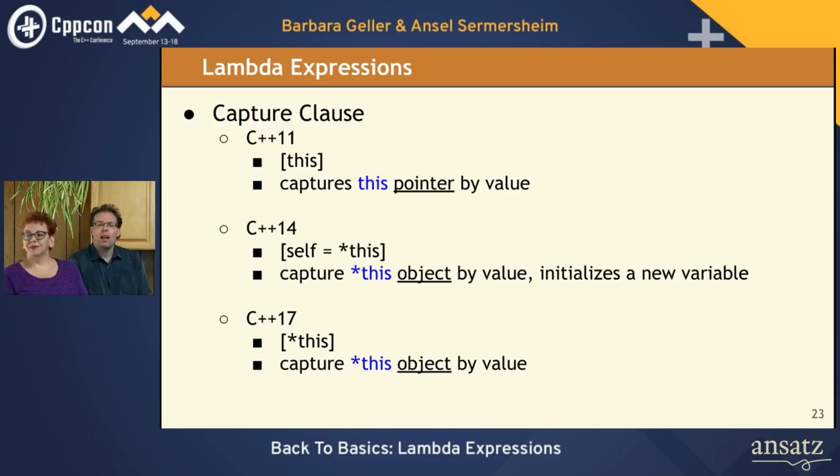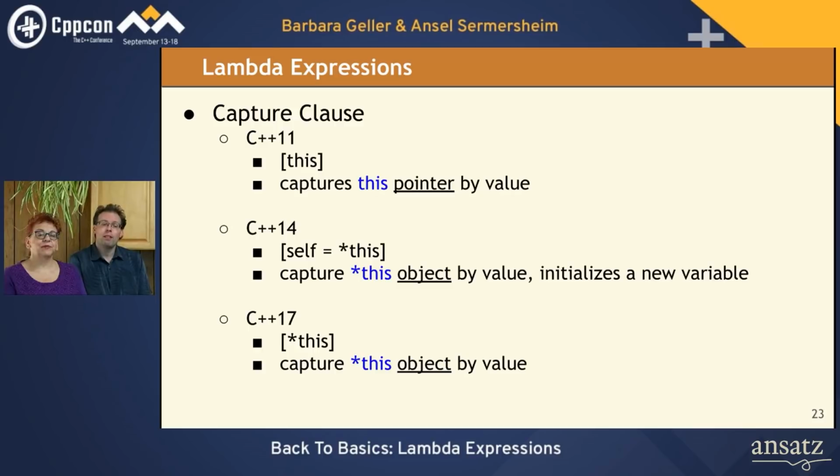This is capturing this by value, but since this is a pointer, you will have a pointer to the original object. That means modifying this arrow some data will change the original value. In C++14, you can use a generalized capture to copy the current object into some other variable. At this point, inside the body of the Lambda expression, if you modify self.someData, you'll be changing the copy.